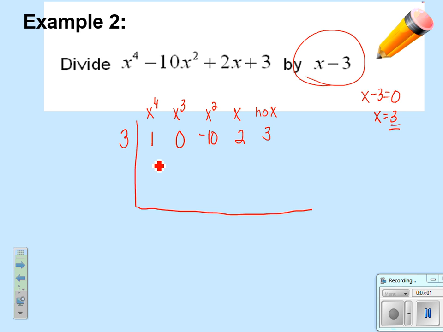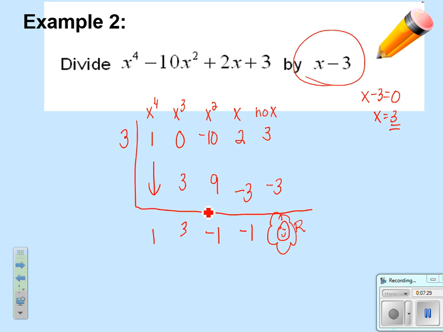so we use the 3 out in front. Drop down the 1, multiply by the 3, add the inside numbers, multiply 3 times 3, which is 9, -10 plus 9 is -1, -3, 2 minus 3 is -1, 3 times -1 is -3, add, and we get a remainder of 0. That's kind of cool. This time we get a remainder of 0.